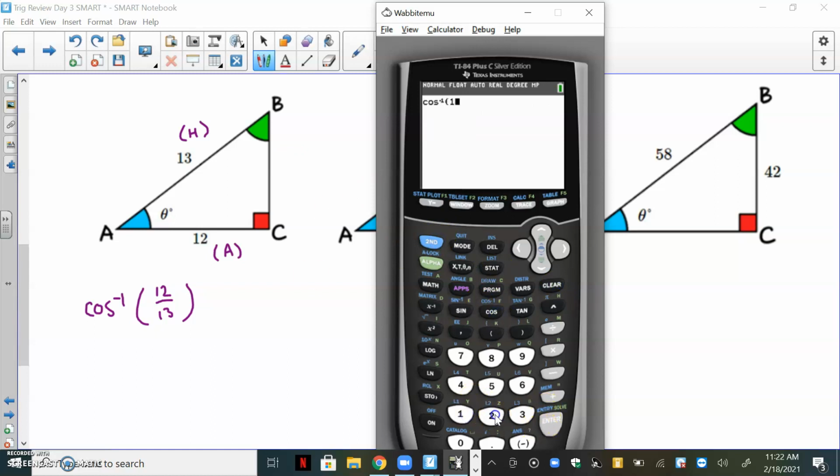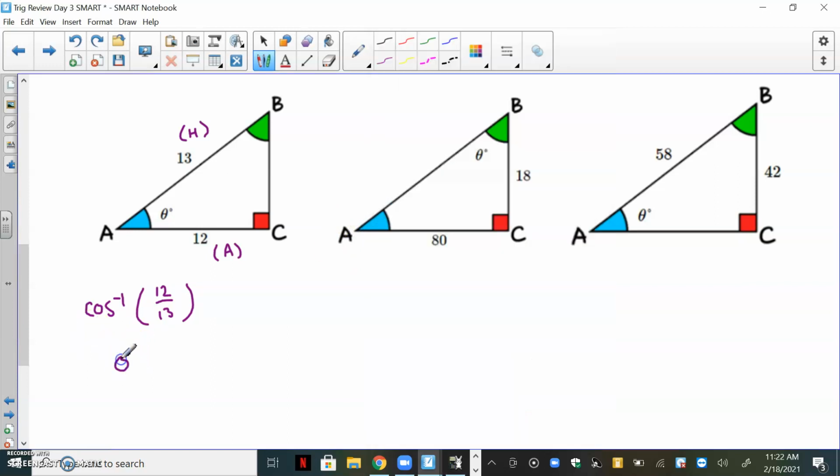So then you just type what you see, cosine inverse of 12 over 13, and I get an angle of about 22.6. So I will say that my theta is about 22.6 degrees. So I just solved for what this angle must be. All right, let's do another one.